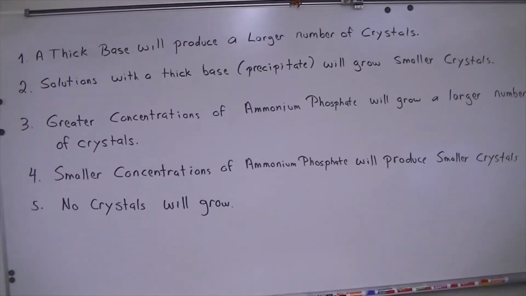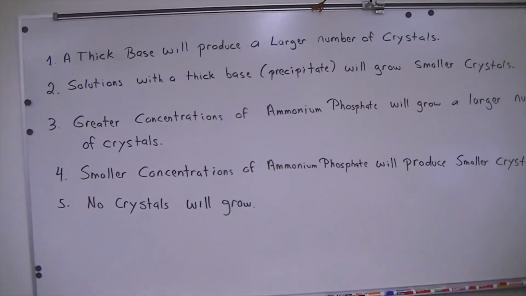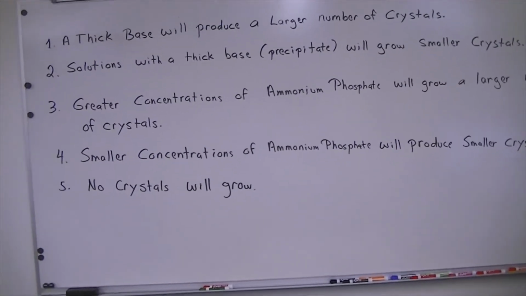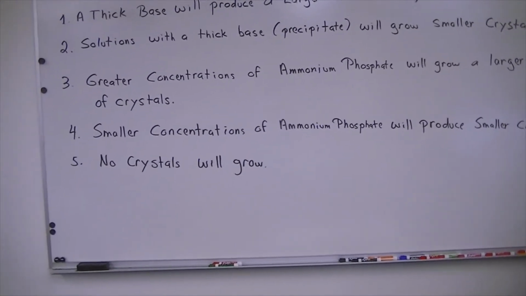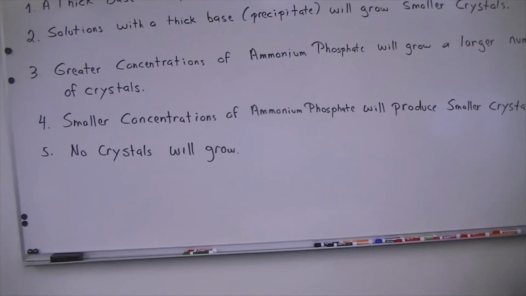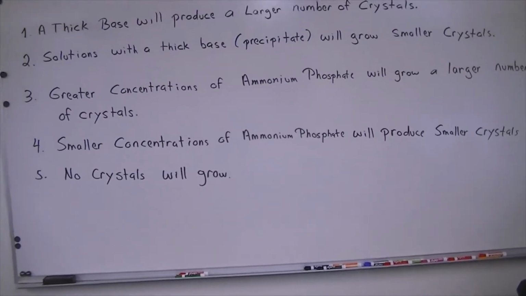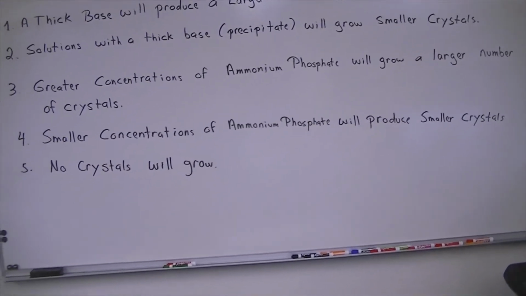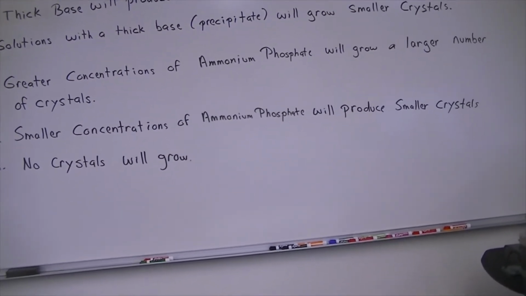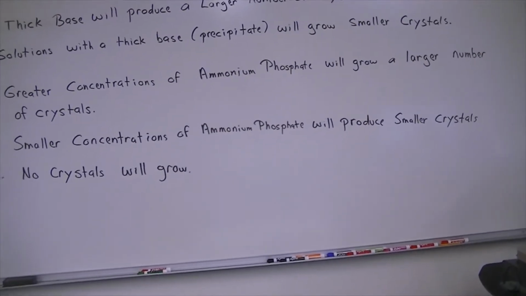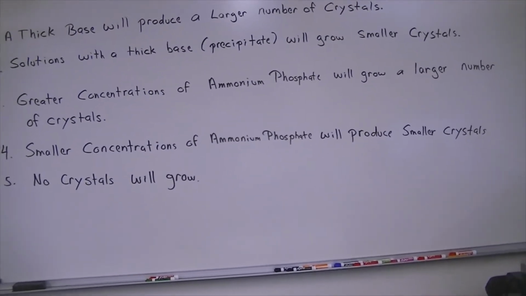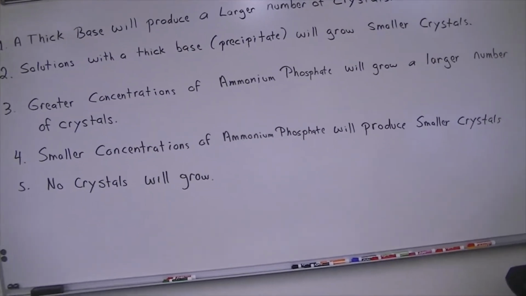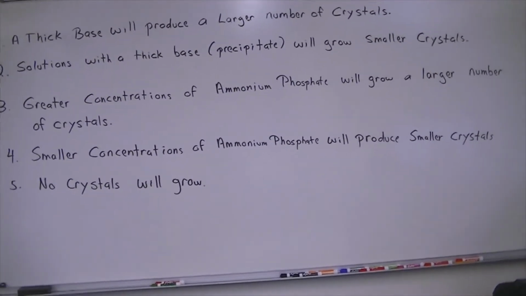Let's go back and let's test this. A thick base will produce a larger number of crystals. And number 2, solutions with a thick base will grow smaller crystals. So both of these, number 1 and 2, are opposites. One is saying that you're going to have larger crystals with a thick base. The other one is saying you're going to have smaller crystals. So a larger number of crystals simply means a quantity, many crystals. And number 2 basically says that you're going to have smaller crystals with a thick base.